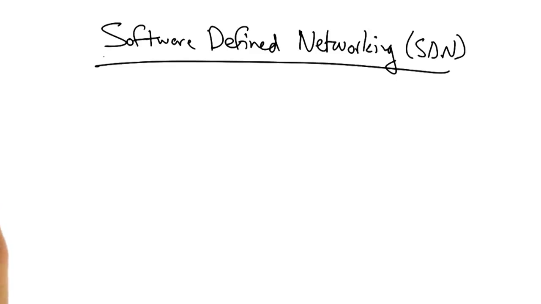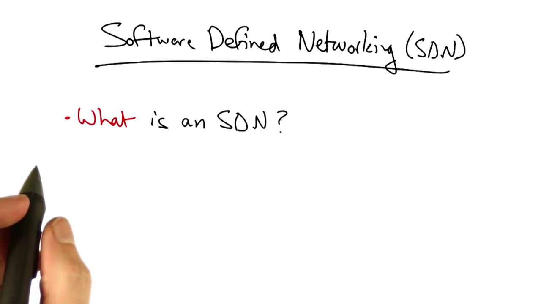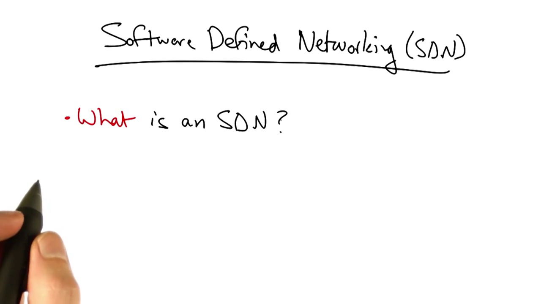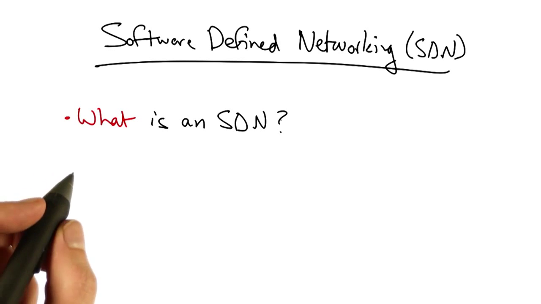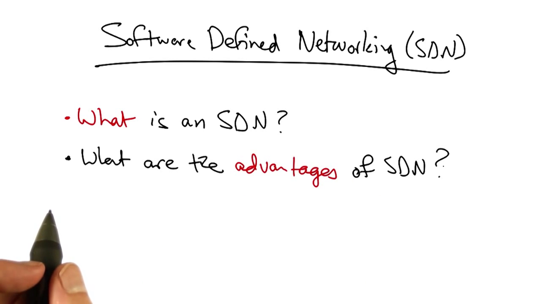Let's start with a brief overview of software-defined networking, or SDN. We'll first start by defining SDN. In particular, we'll talk about what is a software-defined network. Then we'll talk about what are the advantages of SDN over a conventional network architecture.